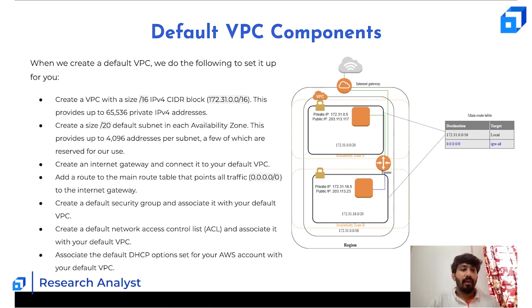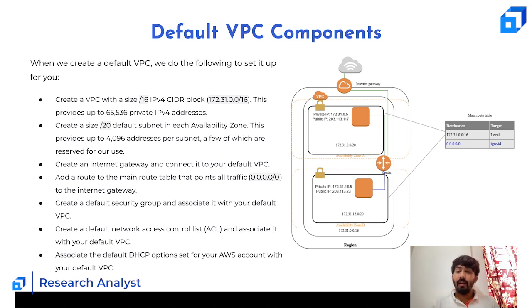So over here you can see, in the main route table, this is the internet gateway connection. Okay, coming to the next one: create a default security group and associate it with your default VPC. Once you are creating a VPC, you'll also have to create a security group eventually. But here they already have created a default security group and associated it with your default VPC. So the security group is created and attached to your default VPC automatically. And when you're launching an instance, you can still use the default security group.